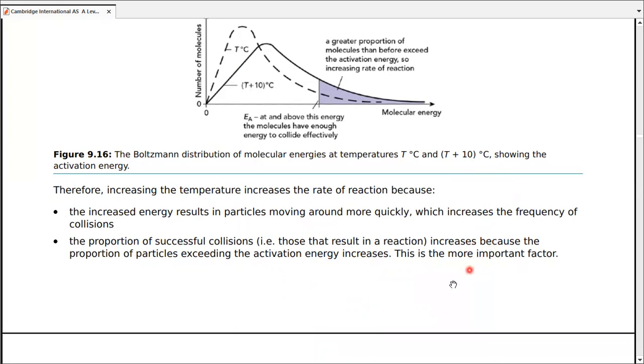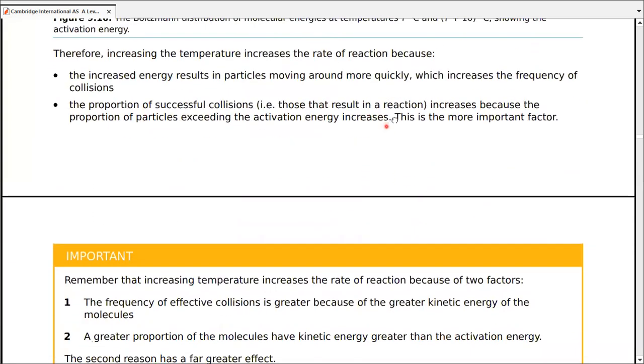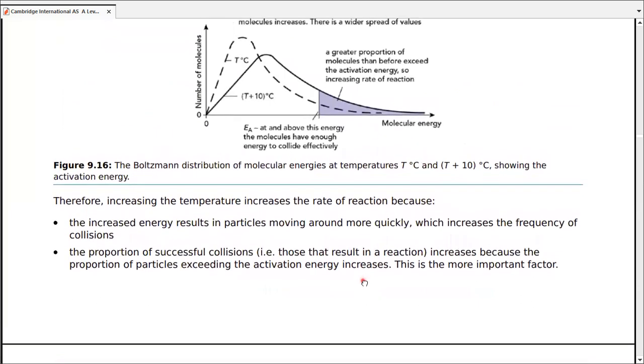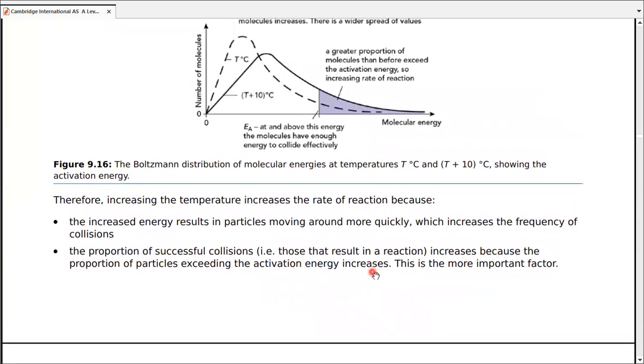This is the more important factor. Keep this specific line in mind. That Boltzmann distribution is more important when it comes to change in temperature, increasing the rate of reaction. It's not just about the frequency of collision, because you might increase the frequency of collision by a little bit, but if their combined energy is not equal to or greater than the activation energy, increasing the frequency of collision alone sometimes may not help, right? Do you get the point? By the more important factor?